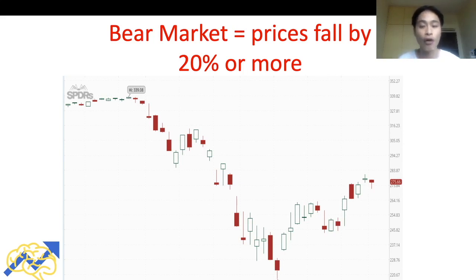So how much did it fall exactly? It fell by 35.7%, right? So 35.7% is more than 20%, so we classify this as a bear market. After the huge decline of 35.7%, you can see that in the past couple of days and past week and a half, prices have actually increased over time.